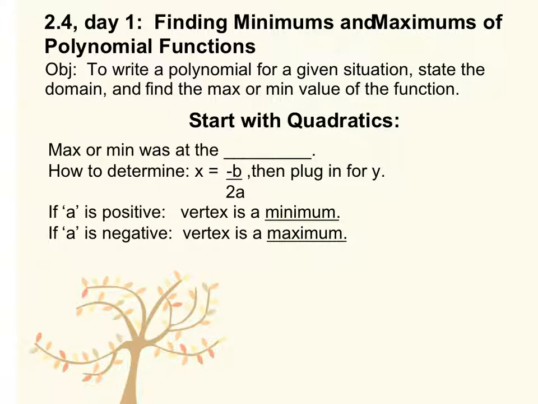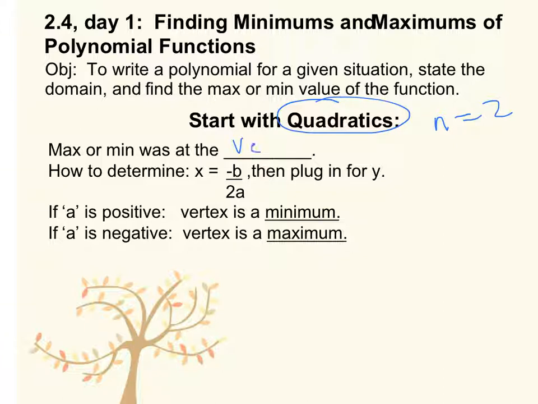All right, here's 2.4 day 1. The goal in all of 2.4 is going to be to find minimums and maximums of polynomials, but we're going to split it up from one day to another by the type of polynomial that we'll work with. Today we're finding maximums and minimums, and we're just going to work with quadratics. Again, that is a polynomial that has degree 2. So the highest power that we could see x raised to is 2.